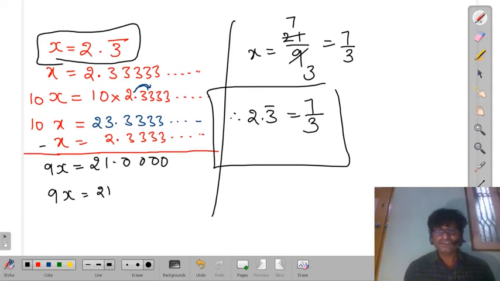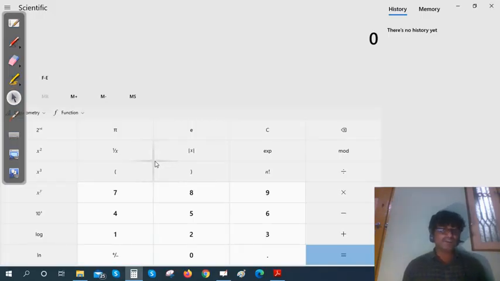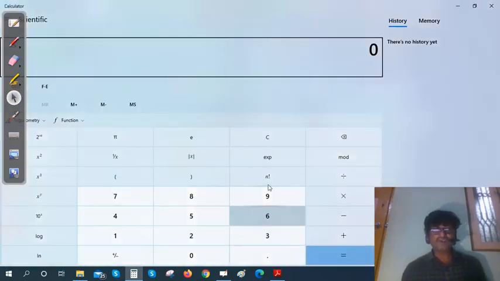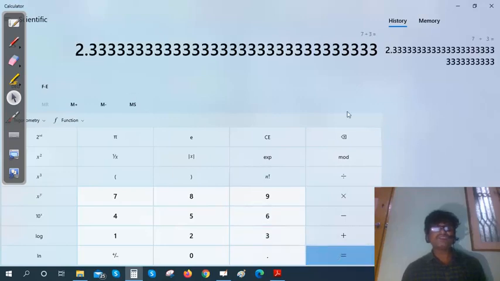Okay, right. So here one thing, is it correct? Let me check that one. That means 7 by 3, is it 2.3 bar or not? You may have a doubt. Okay, let us check. So here you can see a calculator, right? Let me take 7 divided by 3, what is that equal to? Yeah, you see this, 2.33333 and so on you will get.